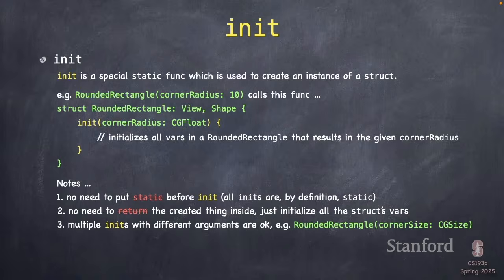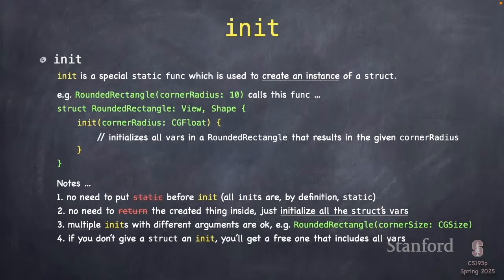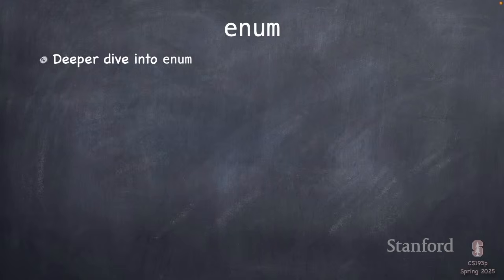We already know that. Corner radius, corner size. If you don't give a struct an init, you get this default init that lets you init all the variables in the order they appear in your struct, by the way. We're going to talk more about enum because the most important piece of data in all of Swift is probably an enum, believe it or not.